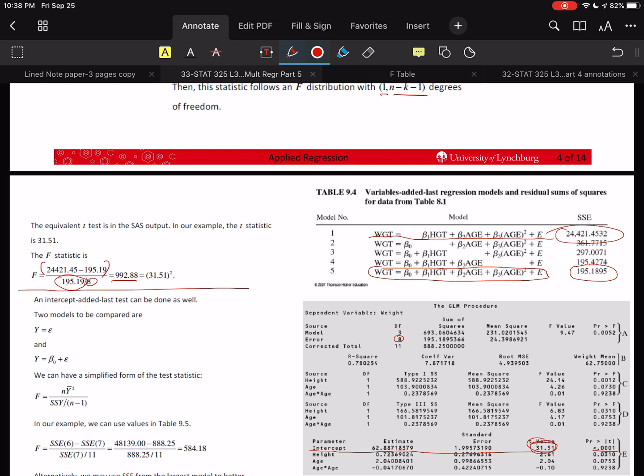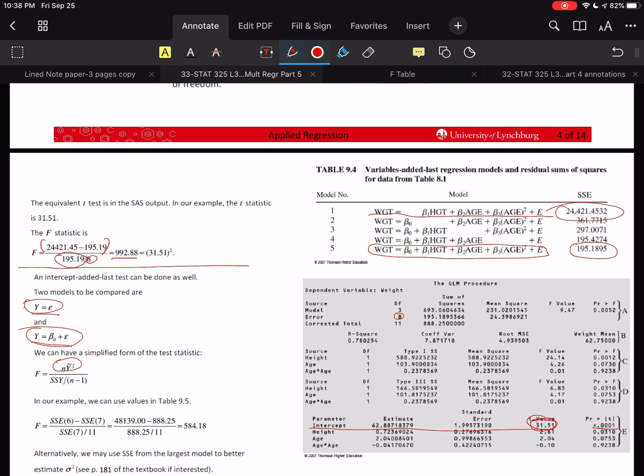Now, that's one method. The next method is an intercept test that can be done as well, and this is actually added first. So that was added last, this is added first. So we have y equals epsilon and y equals beta plus epsilon. So we have nothing in the model, and then we have just the intercept. So this reduces to n y bar squared over SSY over n minus 1. But we can use this F statistic up here that we have.